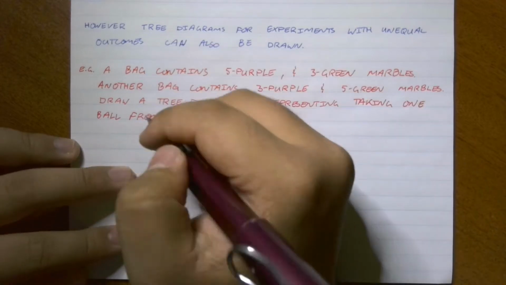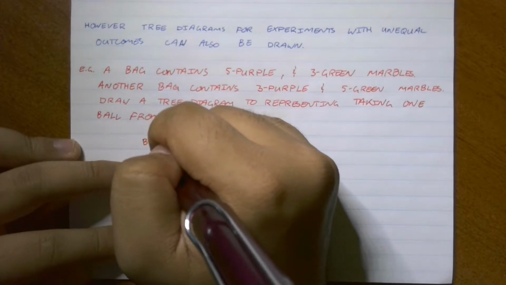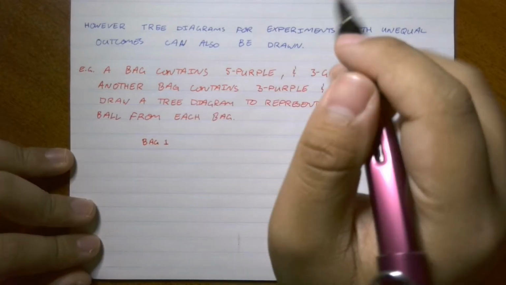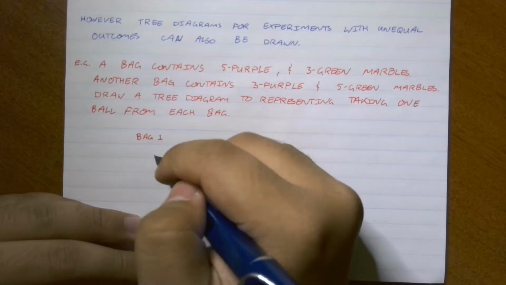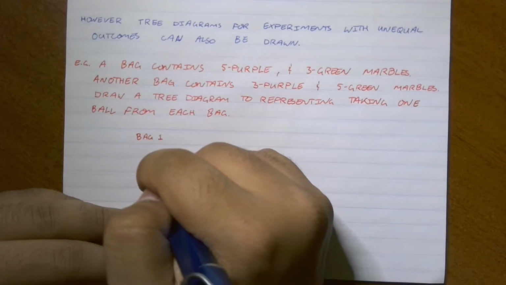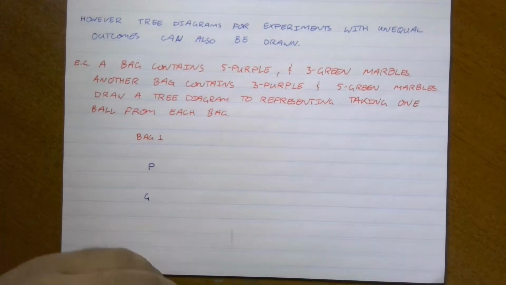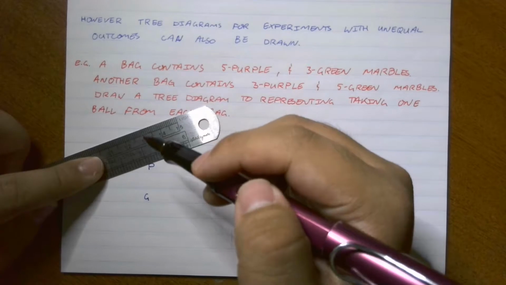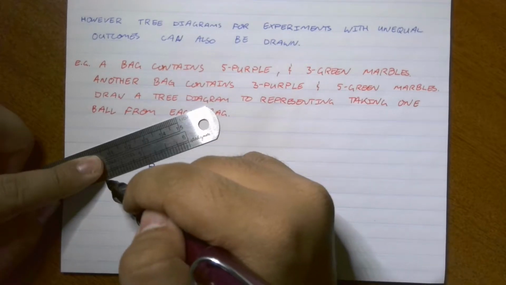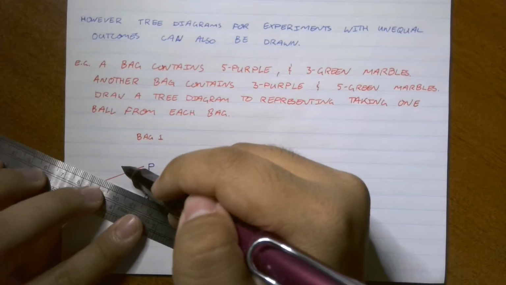So here we are. We have bag 1. From bag 1, we can either have a result of purple or green. Okay, let's draw 2 branches leading into each of these, to be purple or green, like so.